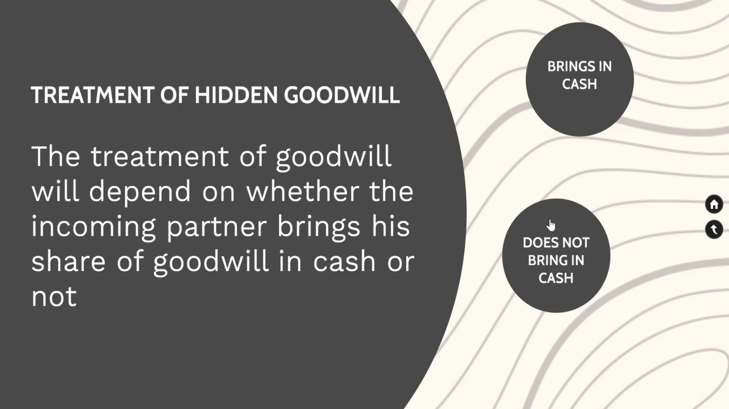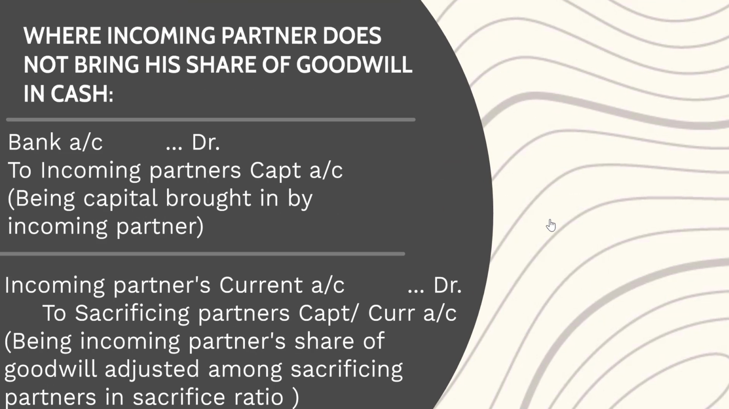What happens when the incoming partner does not bring in his share of goodwill in cash? Then we have the first entry, bank account debit to incoming partner's capital account for the capital which is brought in by the incoming partner, and the second entry, incoming partner's current account debit to sacrificing partners' capital or current account in sacrificing ratio, in order to adjust the incoming partner's share of goodwill among the sacrificing partners in their sacrificing ratio.